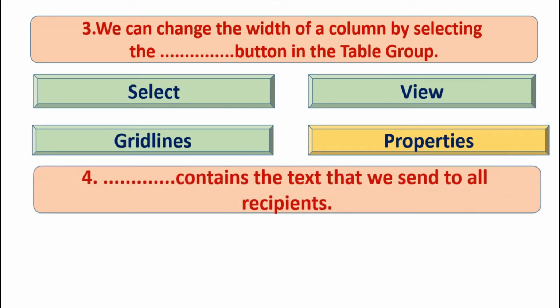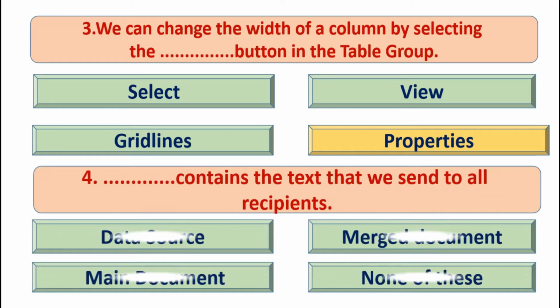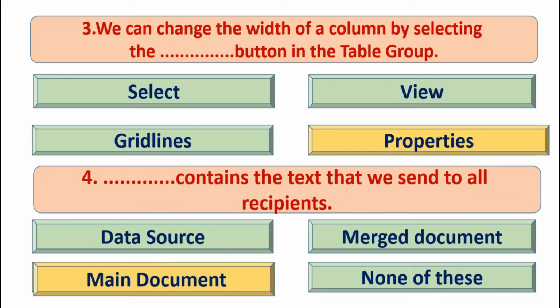Next is the dash contains the text that we send to all recipients. Options are data source, merged document, main document, none of these. Answer is main document. Main document contains the text or letter that we have to send to all the recipients.